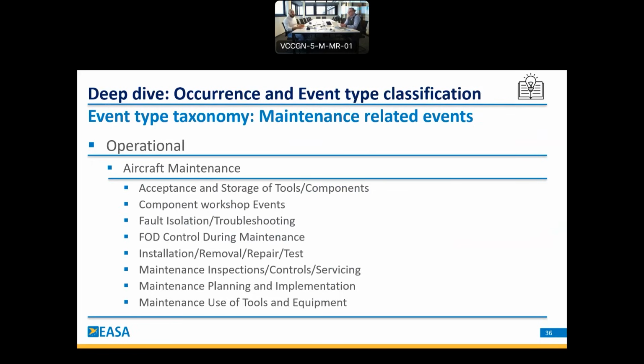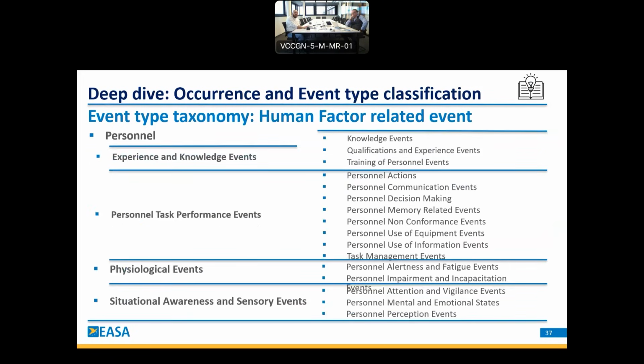Then I invite you to navigate to the ECARES2 portal at the taxonomy, access the event type, and have a look at the level 4 values that are there, so that you can provide this information to us. And you can also use it to identify what maintenance issue you are facing. And then we have the human factor related events.